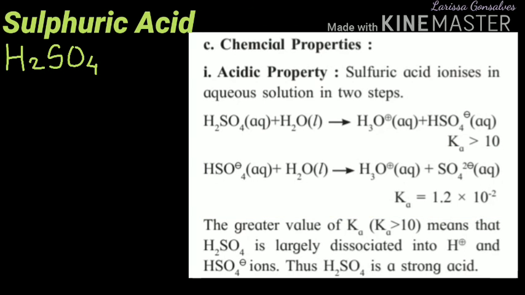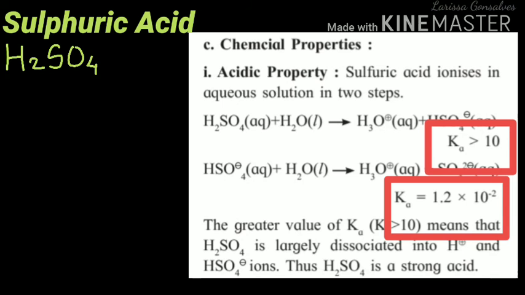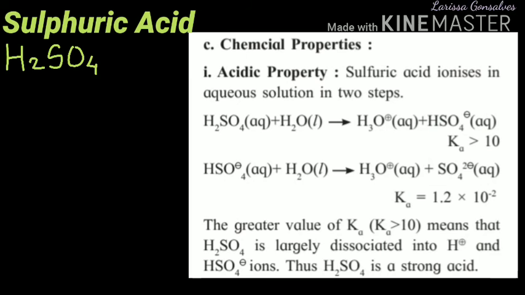If you check the acid dissociation constant, which is represented by Ka, it is less than 10 for the first reaction, whereas for the second reaction it is 1.2 into 10 raised to minus 2. So the greater the value of Ka, which means if the value of Ka is less than 10, it means that sulfuric acid is largely dissociated into H plus ions and HSO4 minus ions, and thus sulfuric acid acts as a strong acid. Strong acid is the one which dissociates completely.